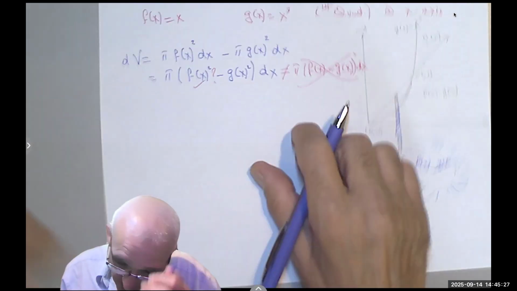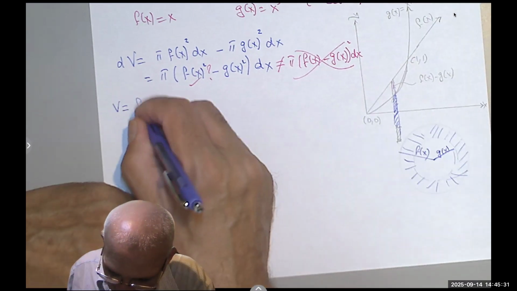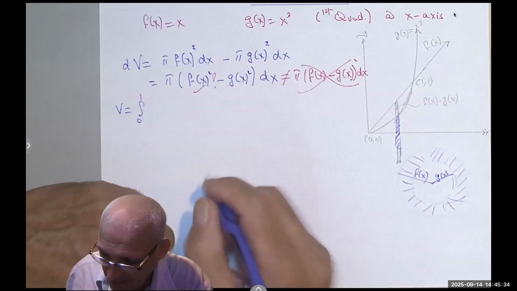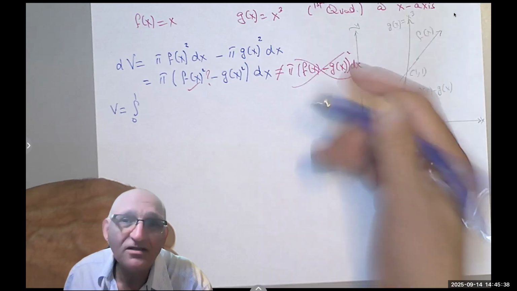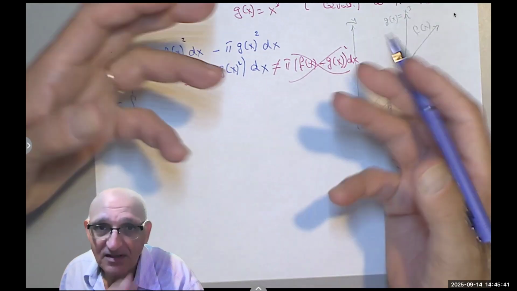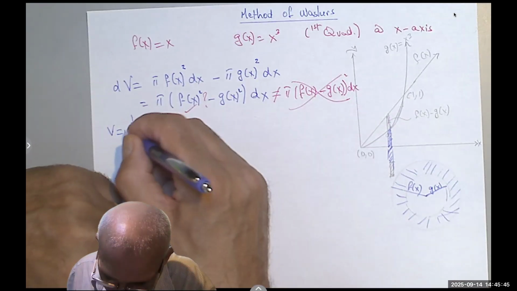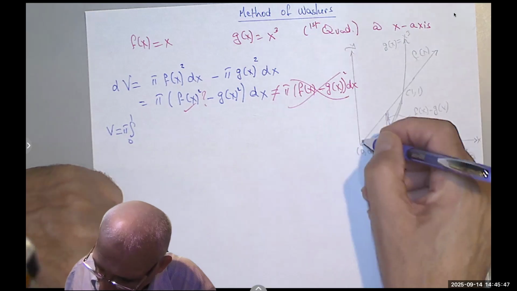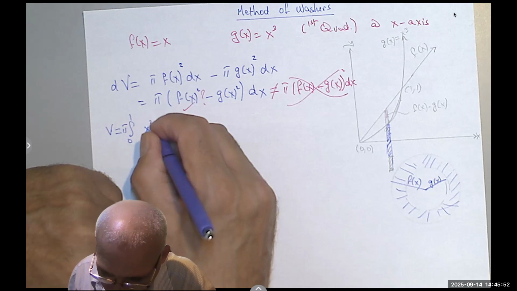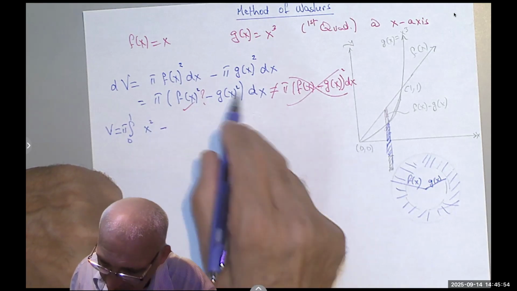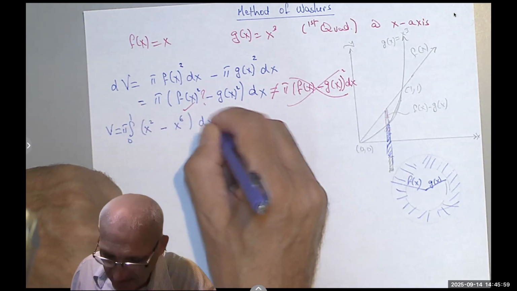In this case, we are going to say our volume is the integral from 0 to 1, right? I know the points of intersection. Whether I'm rotating about the x or the y, it's going to be from 0 to 1 because the points of intersection are (0, 0) and (1, 1). Pi is a constant, I take it out. f of x, which is x, I'm going to square it, minus g of x, which is x cubed, I'm going to square it, dx.